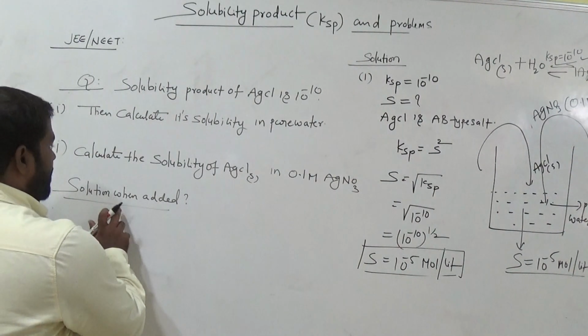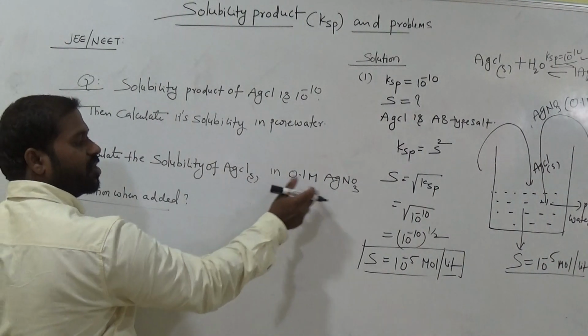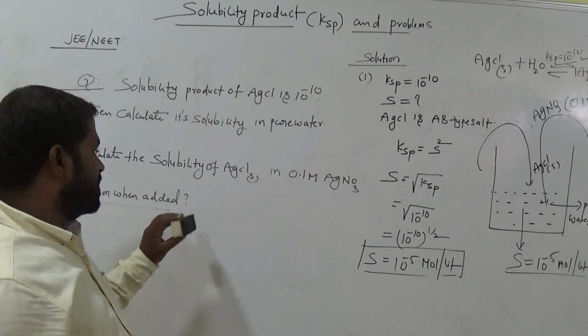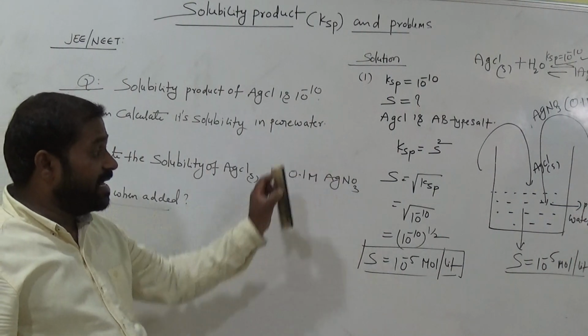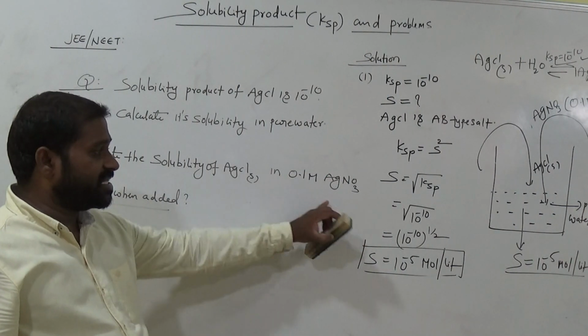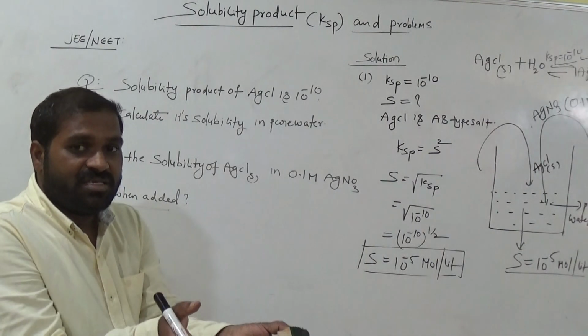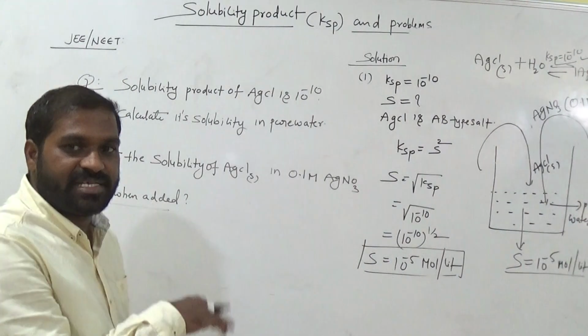Let's see the solution for this one. Calculate the solubility of AgCl in 0.1 molar AgNO3 solution when we add. So already it has solubility 10 power minus 5. So if we add 0.1 molar silver nitrate solution, is there any change in the solubility? That means does it increase or decrease? Let's see it.